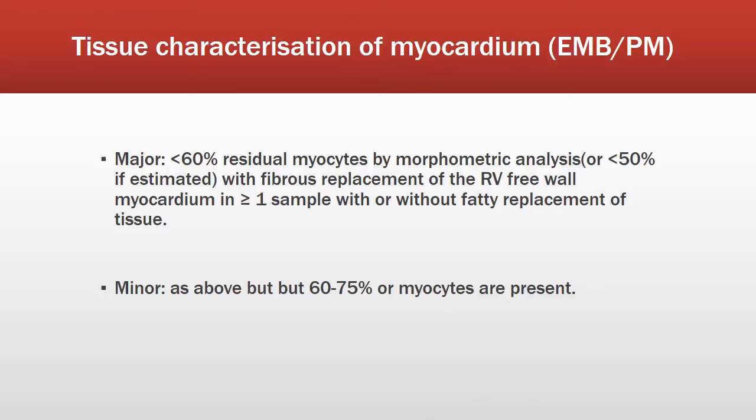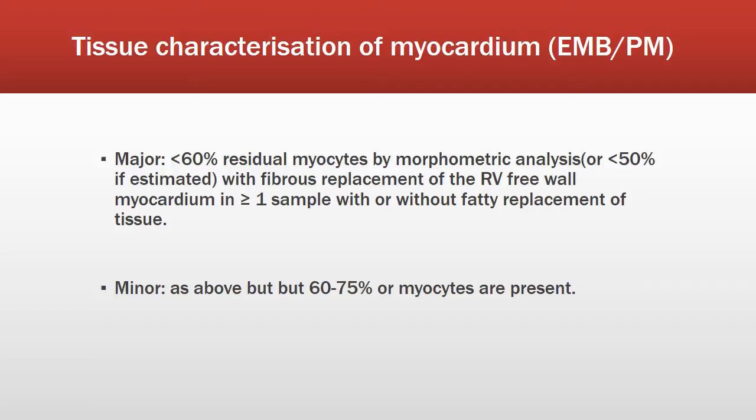Then histological features for diagnosing ARVC. It's basically, if you take an endomyocardial biopsy, you ideally should measure how many myocytes there are. They can actually perform morphometric analysis, and if there are less than 60% of residual myocytes, or less than 50% on estimation, with fibrous replacement of the right ventricular free wall, that is a major criterion for diagnosis of ARVC, with or without fatty replacement.